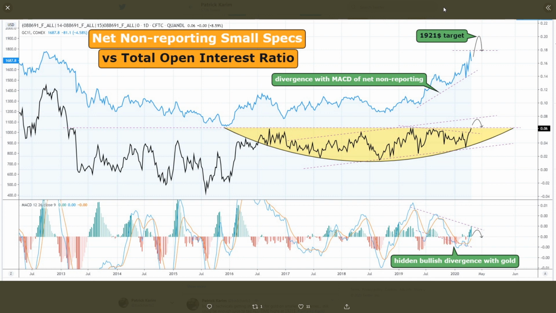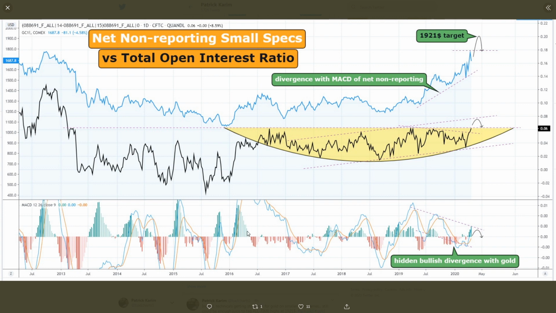So here is the net non-reporting. I get all the information from the CFTC on QuantDL or TradingView. It's great. You can get the futures only data series, and then you get open interest, commercials, long, short, non-reporting. So I took the net non-reporting: the long non-reporting minus the short non-reporting, divided by the total open interest, and that gave me that ratio here, that black line.